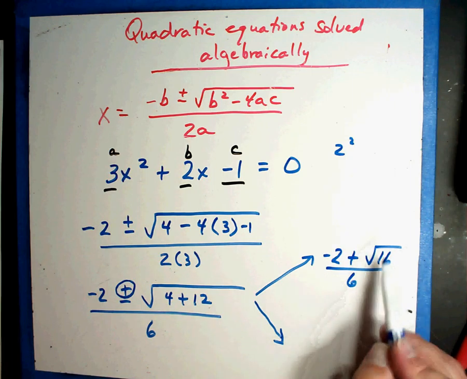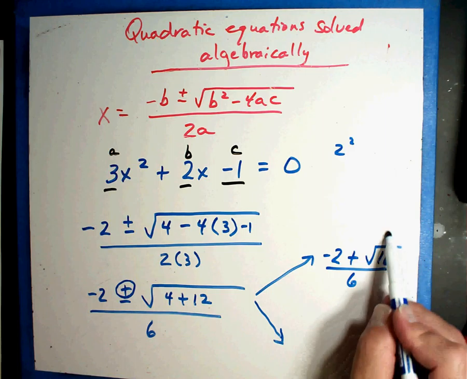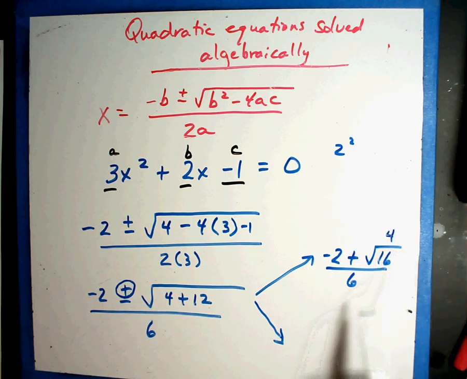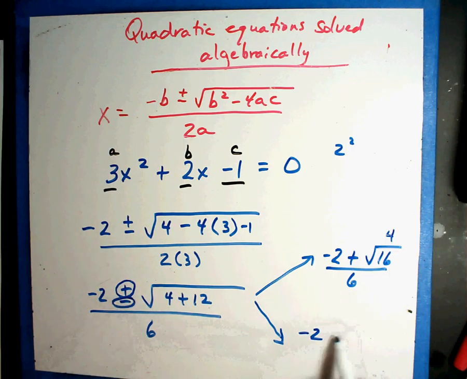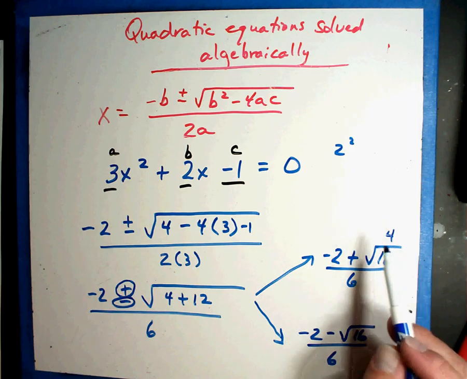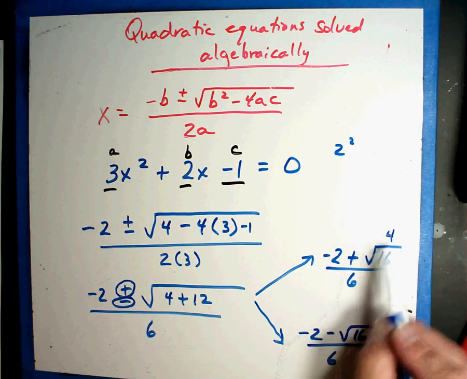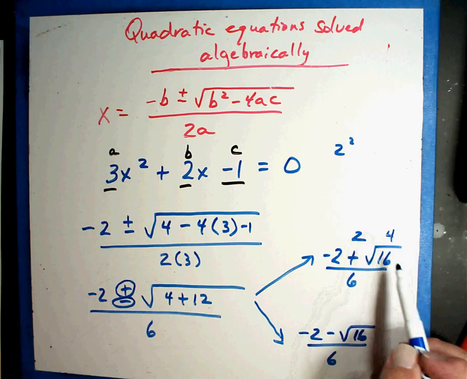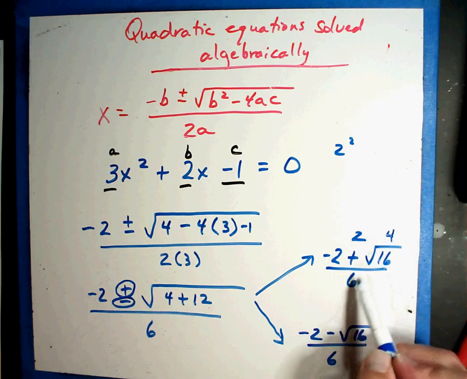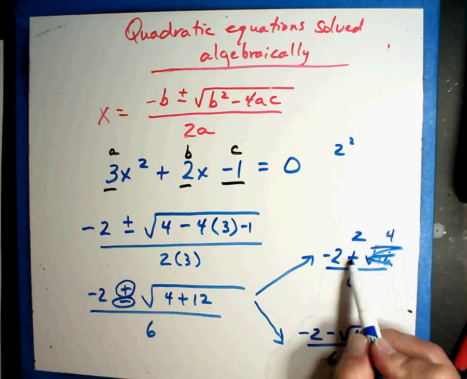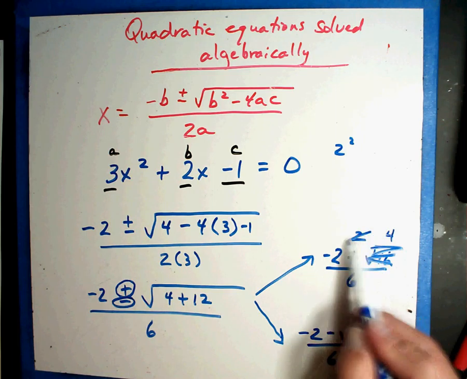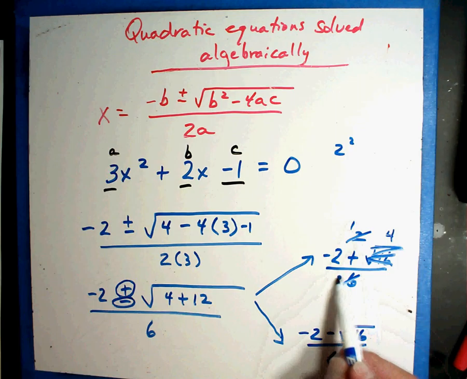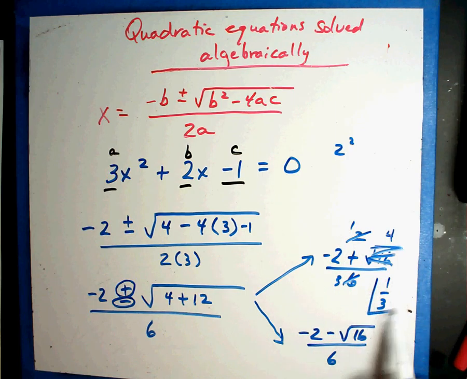Now notice very quickly, what times what gives me 16? Well, the answer is 4. We'll come back to that in a second. In the second answer, I'm going to use the minus. -2 minus square root of 16 over 6. All right, let's put our math together. So -2 plus 4 is a +2. So instead of this, I have 4. -2 plus 4 is a 2. Notice very quickly there's a 2 in both of these. Take a 2 out. My answer is 1 over 3. That's one of my answers.